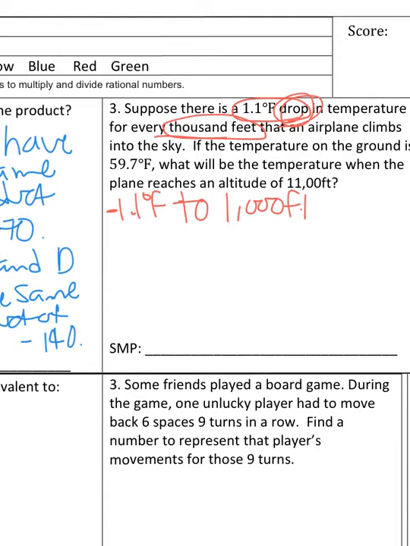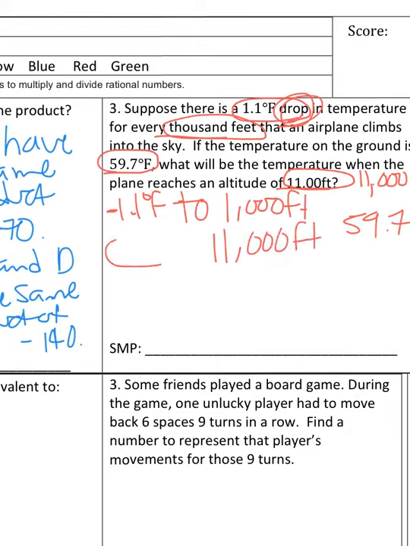If the temperature on the ground is 59.7 degrees Fahrenheit, what will be the temperature when the plane reaches an altitude of 11,000 feet? It's supposed to be written with 3 zeros, not just 2. 11,000 feet. All right, so your second ratio, they give you a piece. They give you the amount of feet, but you're trying to find the degrees in altitude that you decrease in 11,000 feet. So let me explain this question.